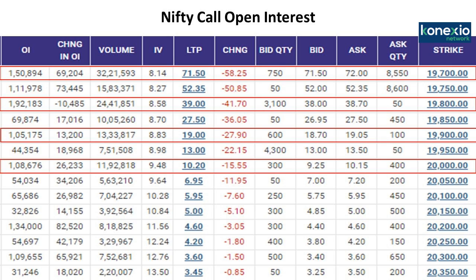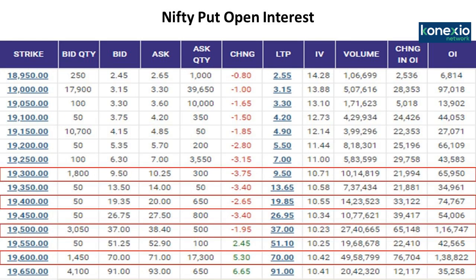So if it breaks and closes above 19,700, then only we might see an extension of the rally towards 19,900, or else we might see further profit booking from those levels. So now, friends, let us analyze what we can observe in Nifty puts.